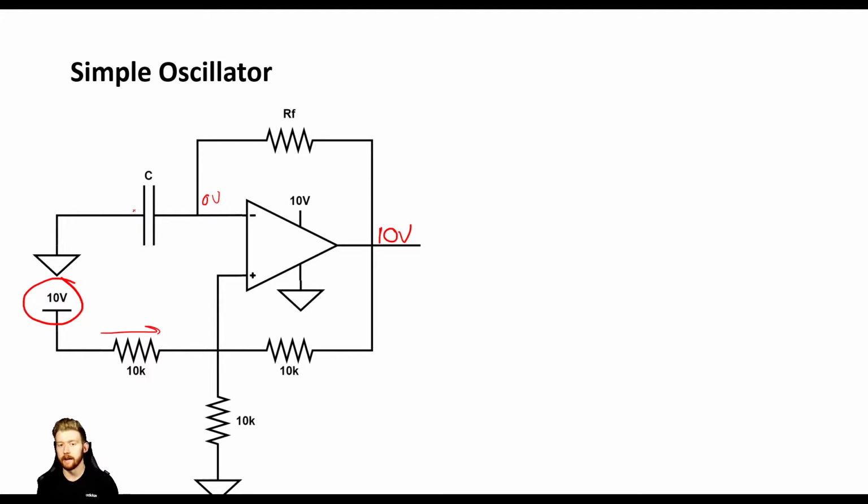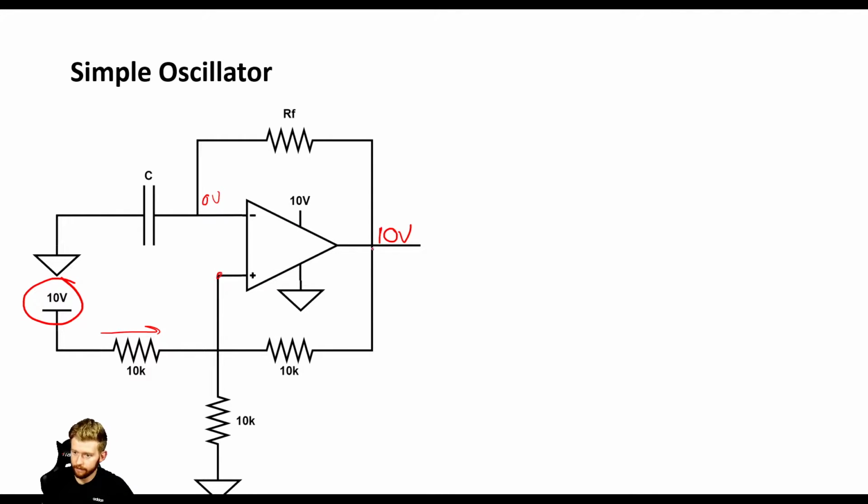And capacitors don't like to have their voltage changed immediately, so it's going to take a little bit of time for this capacitor to charge. So this voltage isn't going to change immediately, but we'll get to that here in a second. So we need to first calculate what this value is here. Okay, so we need to calculate what our input value is.